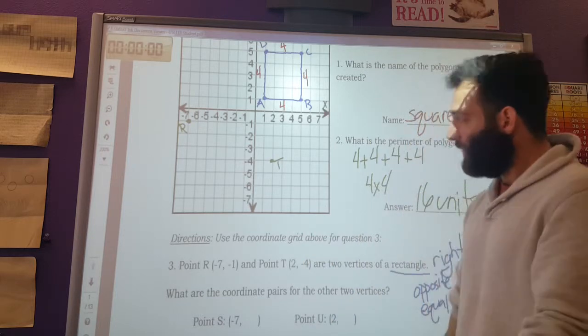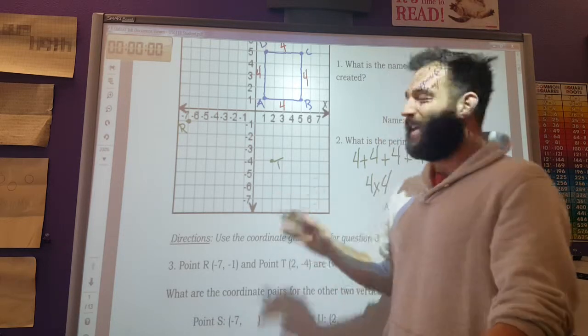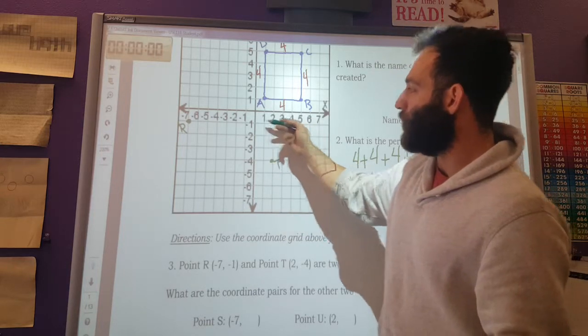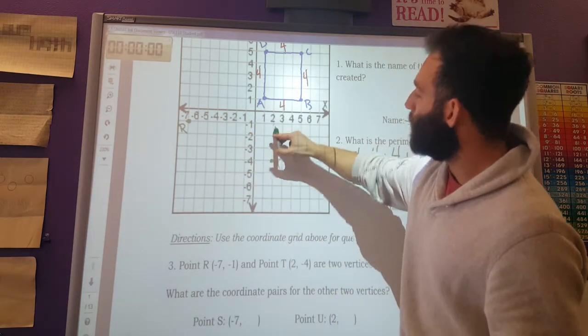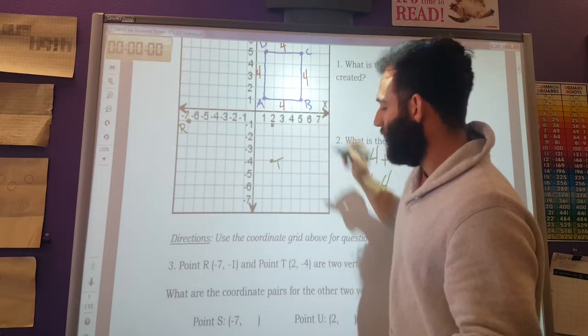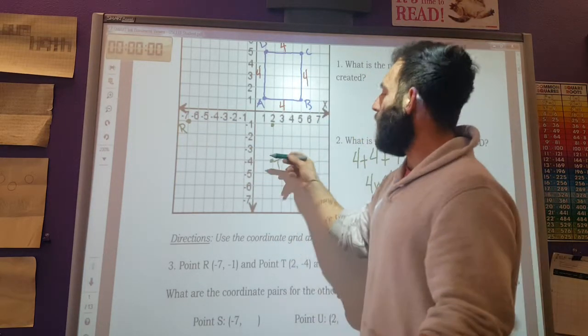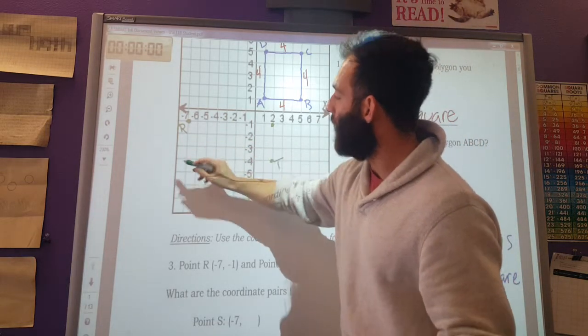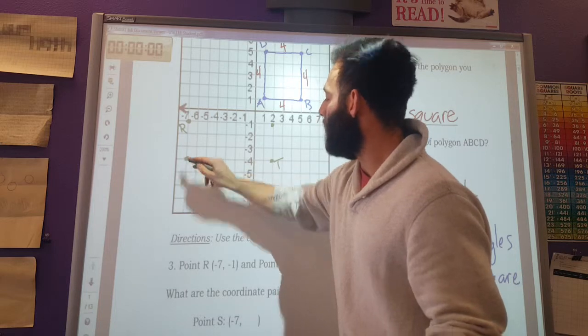I can see that if I wanted to make this a 90-degree angle, I would need to go straight up from T and straight across from R. So straight up from T and straight across from R would give me a point right here. Now if I wanted to go straight across from T and then straight down from R, I would need to plot my second point here.